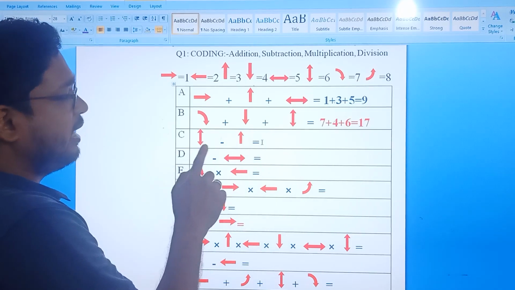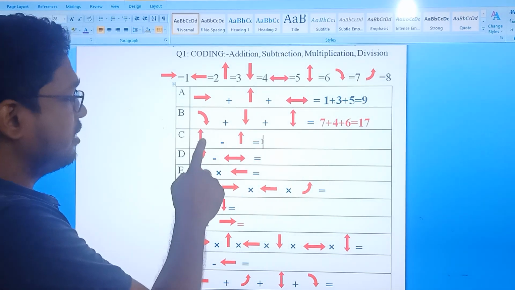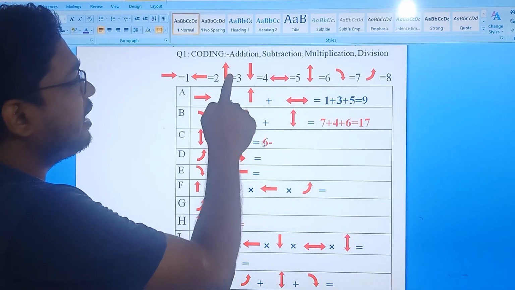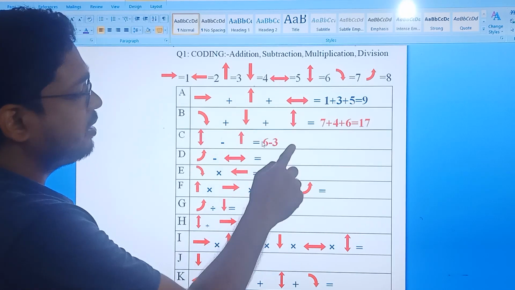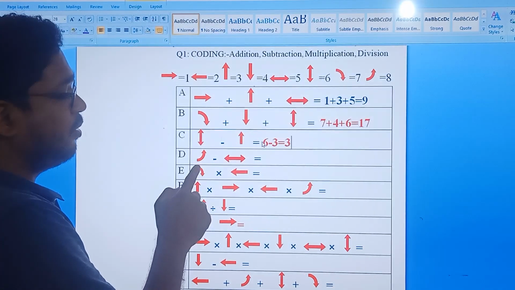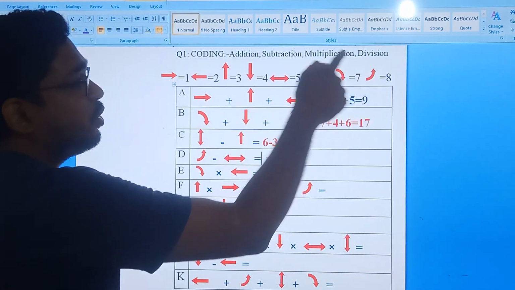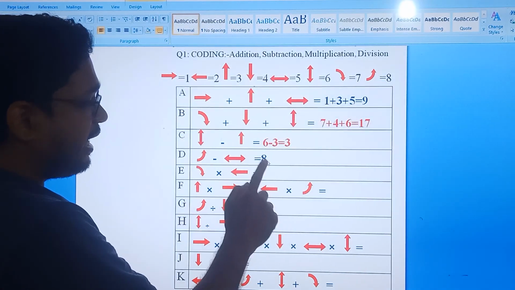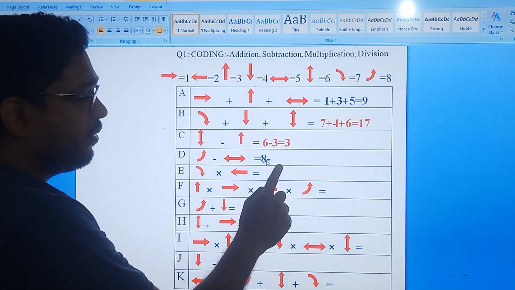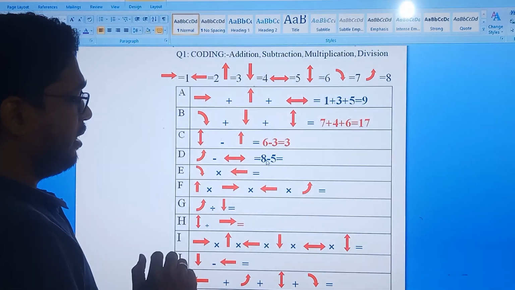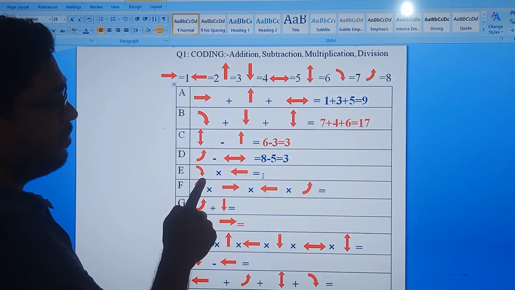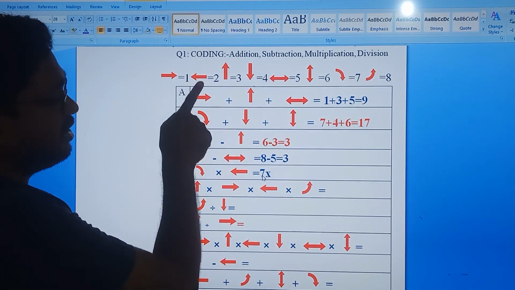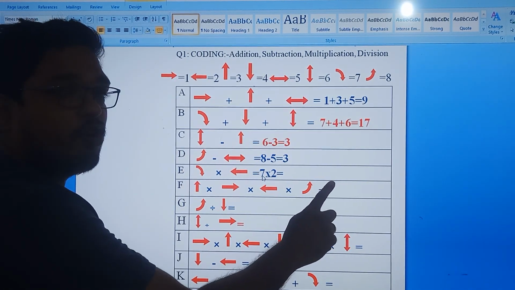Now come to bit C. It's subtraction. What is the value of this vertical line with both side arrow? It's 6 minus 3 is equal to 3. Now come to bit D. What is the value of this arrow? Look at the code carefully. It's 7. Sorry, it's 8 minus 5 is equal to 3. Now come to bit E. What is the value of this? This is 7 into, what is the value of this? Here it is 2, is equal to 14.